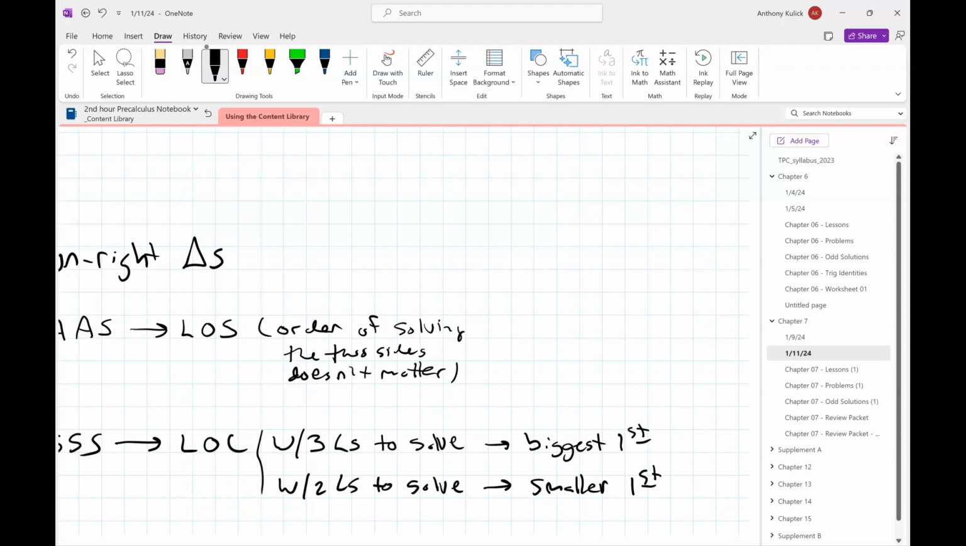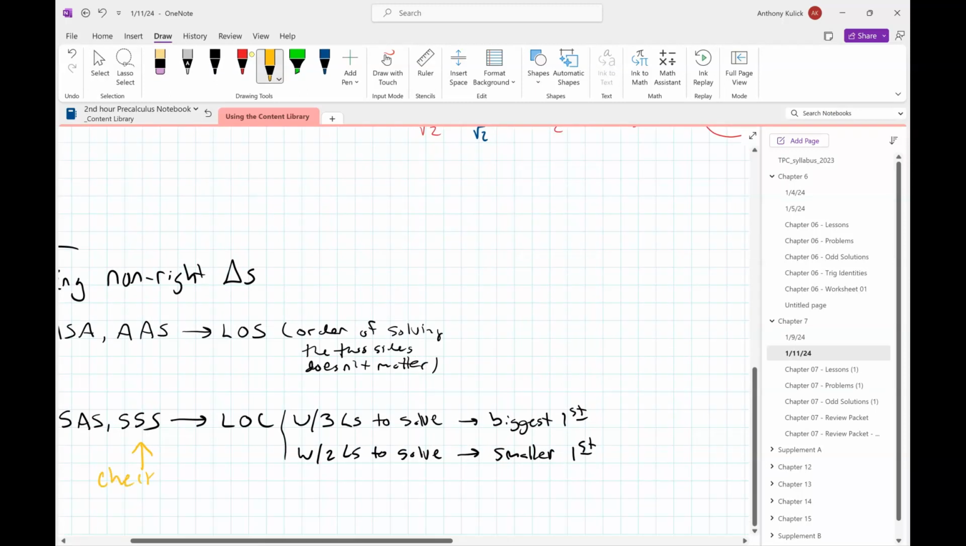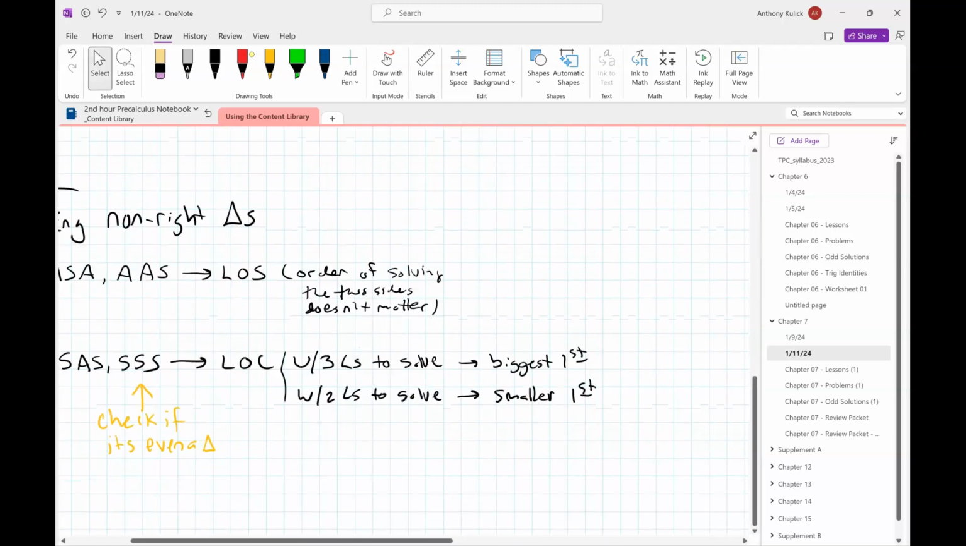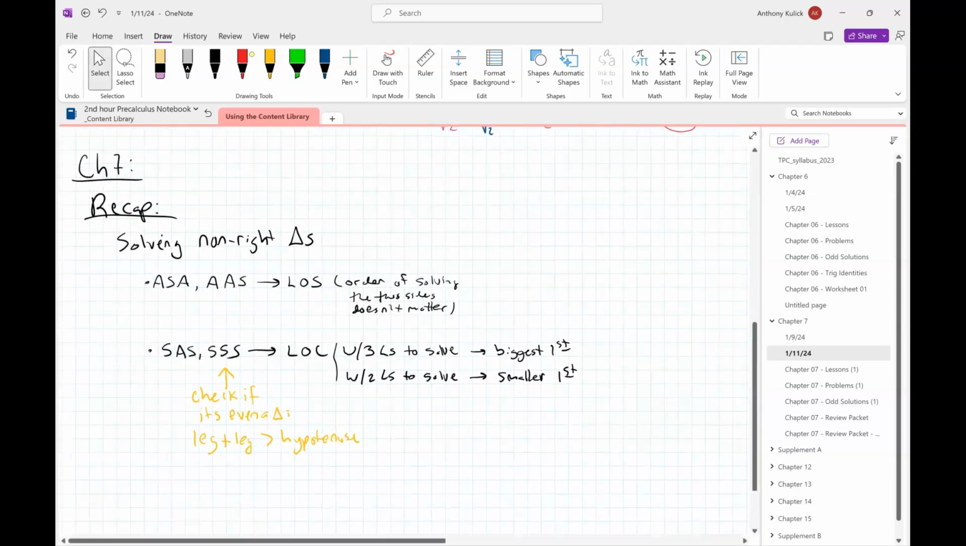Everybody's okay there? And we had the additional piece that we had to be careful about: for the side-side-side, we have to check if it's even a triangle. That is, the sum of the two shorter sides has to be greater than the longest side. If that's not true, the problem's not even possible and there's nothing to do. You just say no triangle possible and you're done. Does that feel okay as a light summary of what we did? Just kind of the overview of the process.